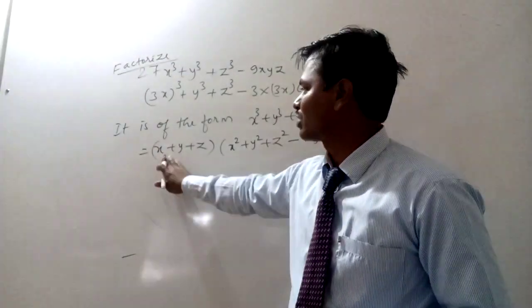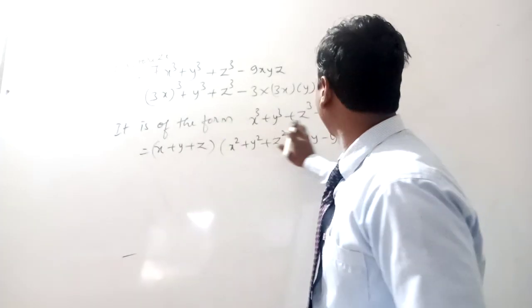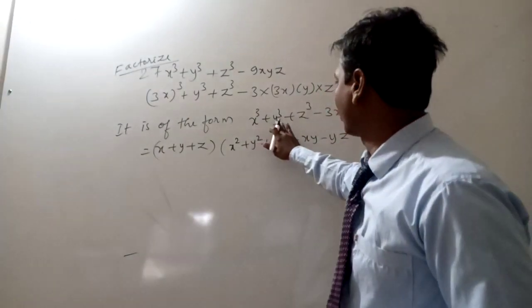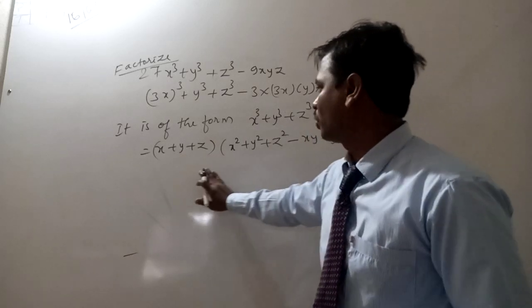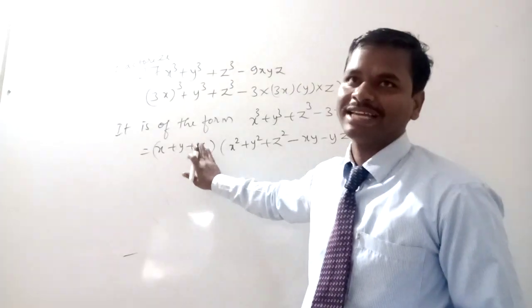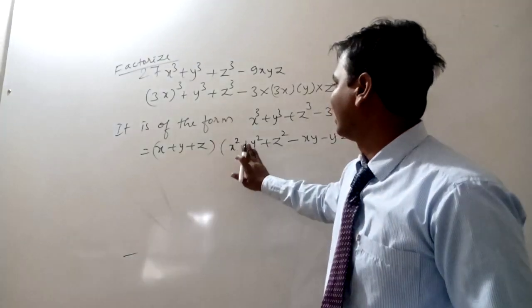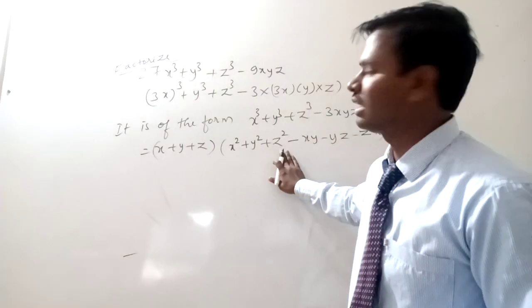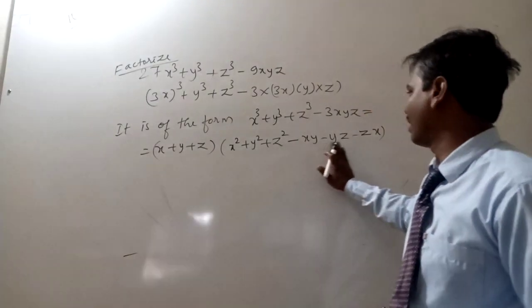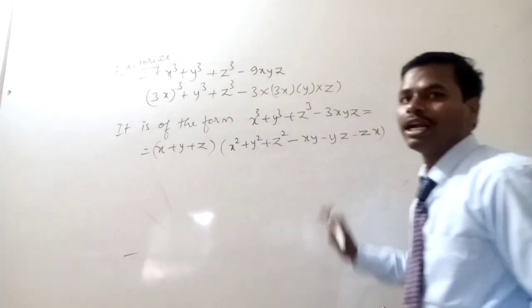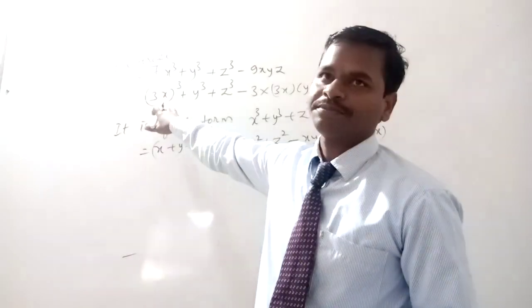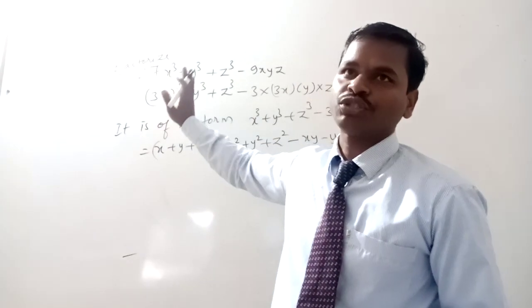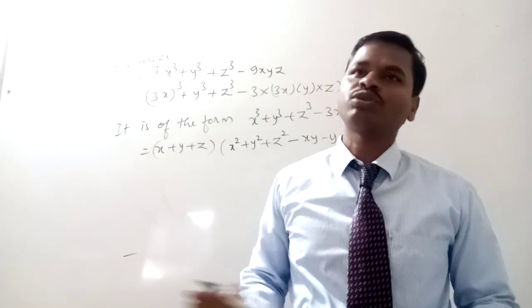Now, what is here? This formula is there, no? x cube plus y cube plus z cube minus 3xyz is equal to x plus y plus z into bracket x square plus y square plus z square minus xy minus yz minus zx. Now we should simplify this one. Wherever x is there, substitute 3x. Remaining all terms will remain the same.